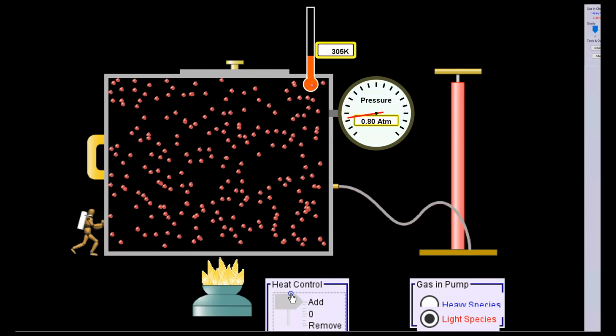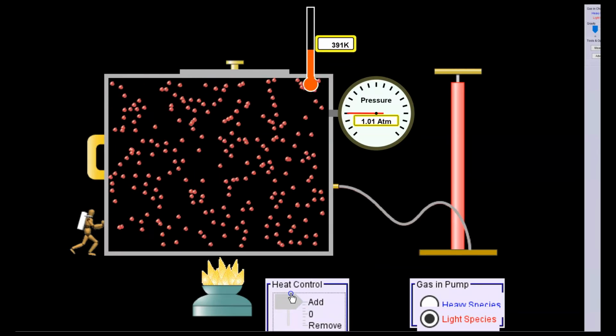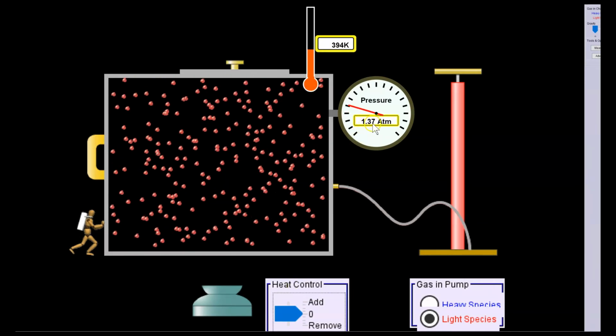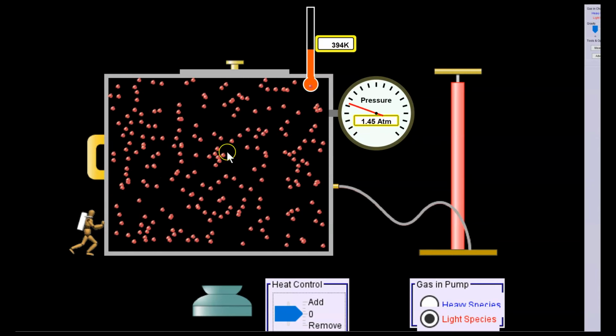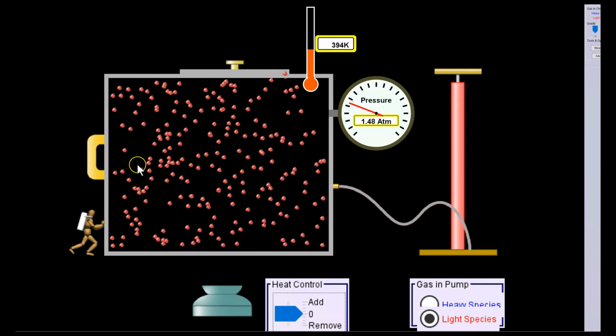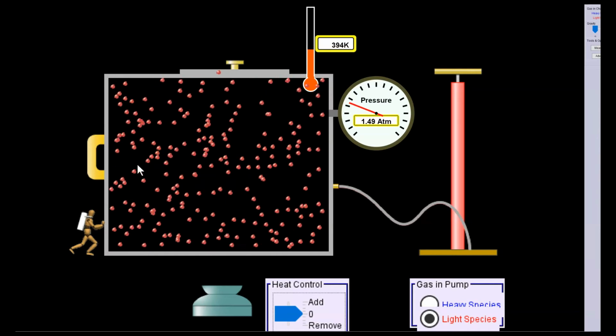So as the temperature goes up, let's say I do it right here, what you're seeing here is that if you look at the pressure, it increased. But you can visibly see the gas molecules are moving faster, and if they're moving faster, there's a higher pressure because there's more collisions.